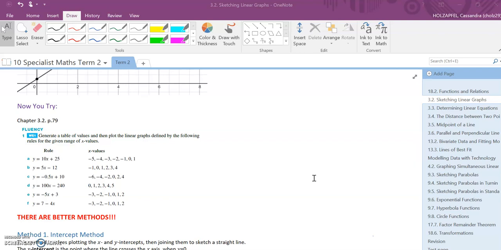I'm going to get you to practice doing that for a couple of different graphs. I'm only going to get you to practice A and B. You're going to take your rule, substitute in the x values, get the y values, and then from there you're going to be able to draw a graph.